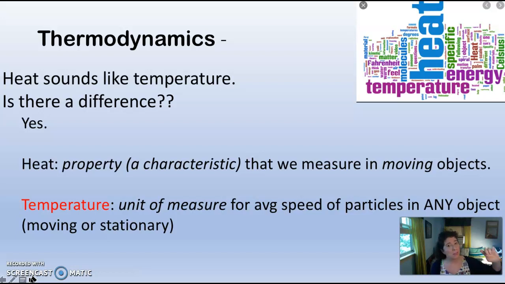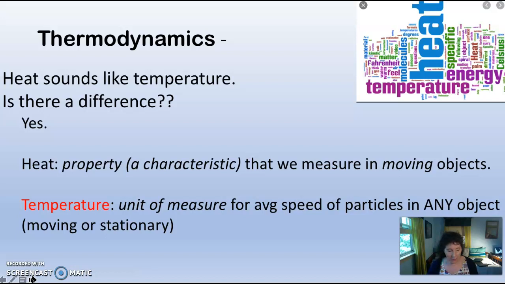Heat is a property that we measure. It's a characteristic that we measure in objects that are transferring energy and in objects that are moving themselves. And by moving, they are transferring energy. All right? So heat is a property that we measure in moving objects. And temperature is a unit to measure the average speed of the particles in any object, moving or stationary.